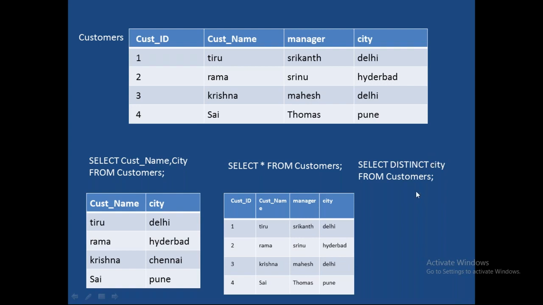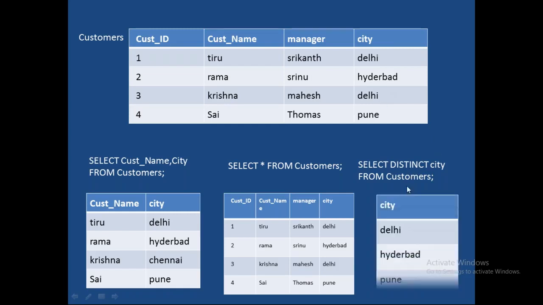on the city column. So in this city column, if I have any duplicate records, I don't want them, please display only unique records. See now, Delhi, Hyderabad, Pune, you have unique records. This is how these queries will work.